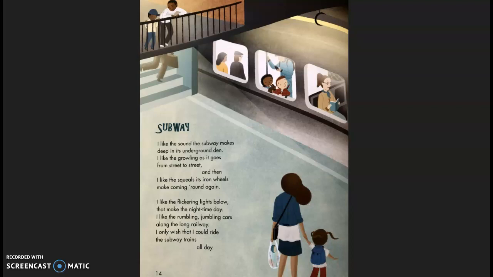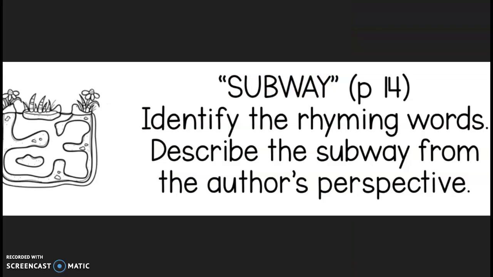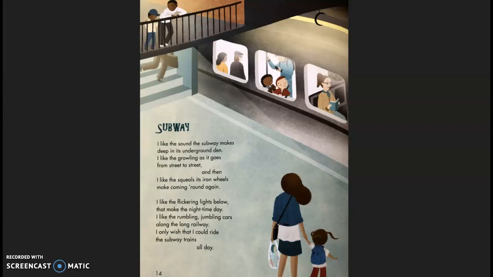Okay. Did you hear any rhyming words in that poem? That is my question to you. The rhyming words in the poem. And then we're going to think about describing the subway from the author's perspective, from the author's point of view. So let's go back to our poem and see if we can find some rhyming words.